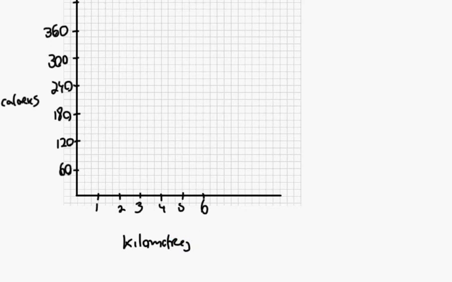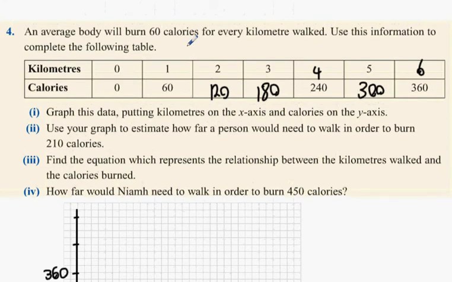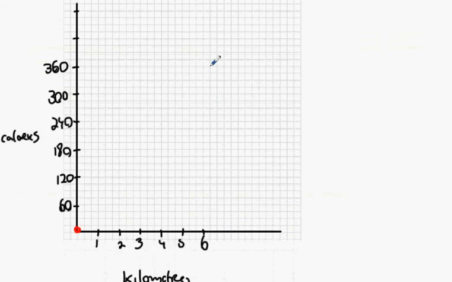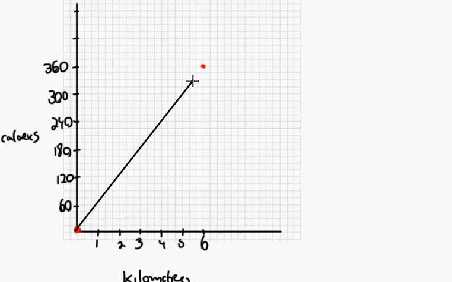Now, do the first one and the last one. The first point is 0, 0. What's the last point? 6 kilometers is worth 360. So about there, right? And just join the two lines together. And there we go.